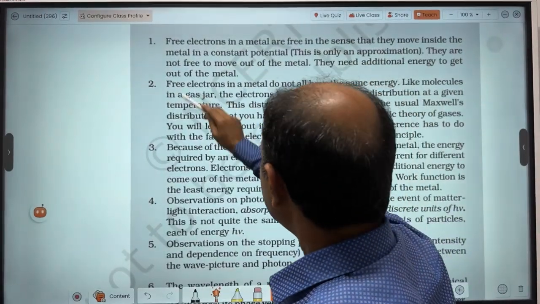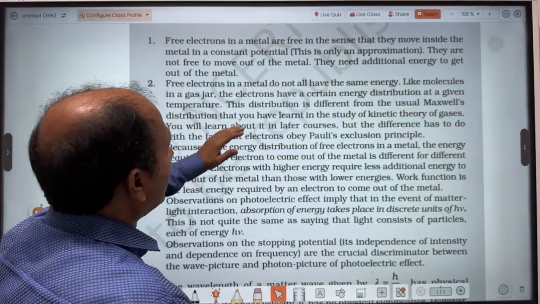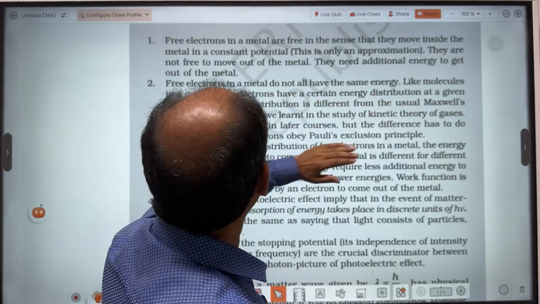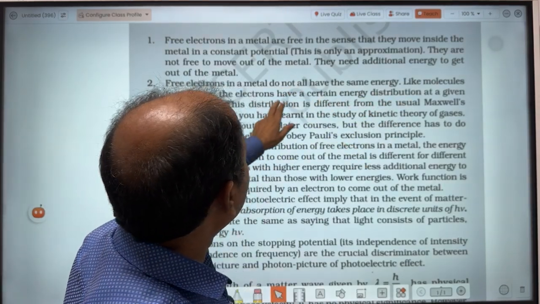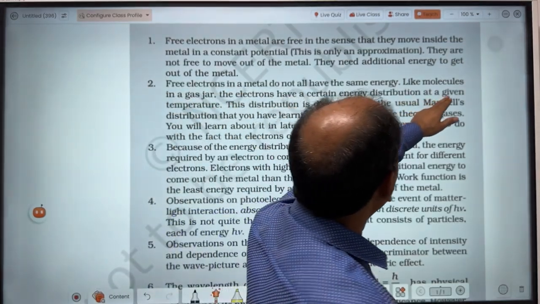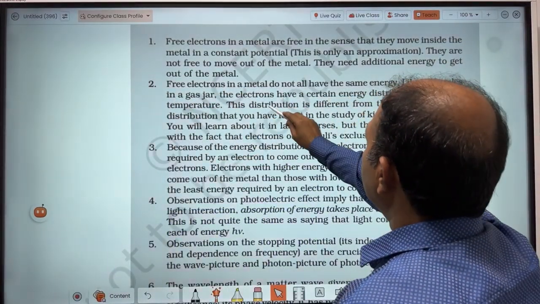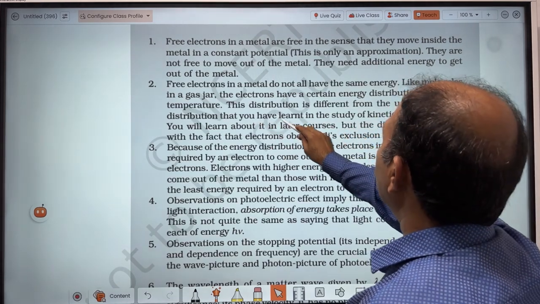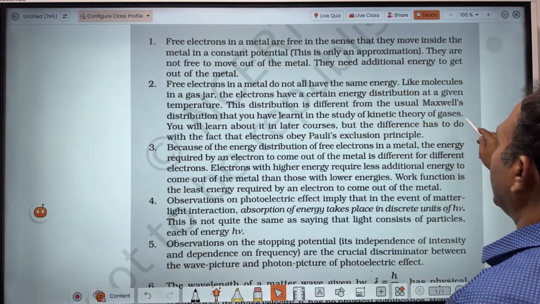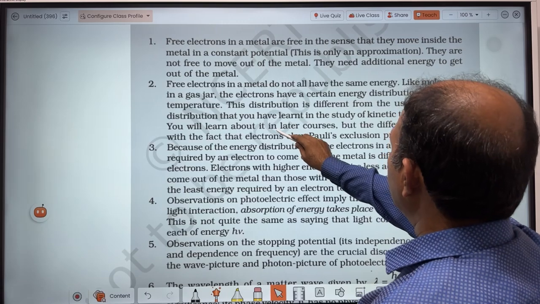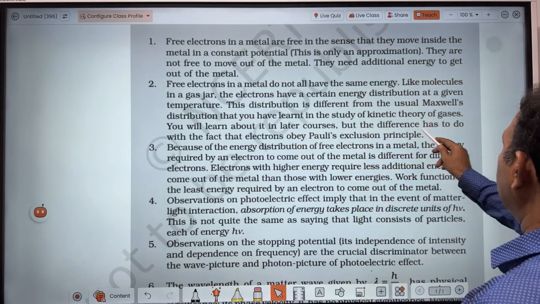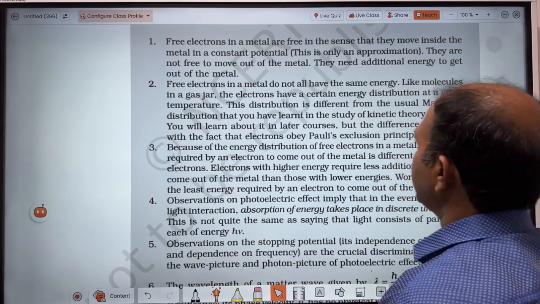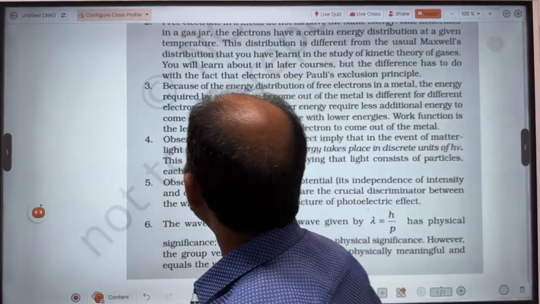Then comes: free electrons in a metal do not all have the same energy, like molecules in a gas jar. The electrons have a certain energy distribution at a given temperature. This distribution is different from the usual Maxwell's distribution that you have learned in the study of kinetic theory of gases. You will learn about it in later courses, but the difference has to do with the fact that electrons obey Pauli's exclusion principle. I think you have studied it in chemistry.